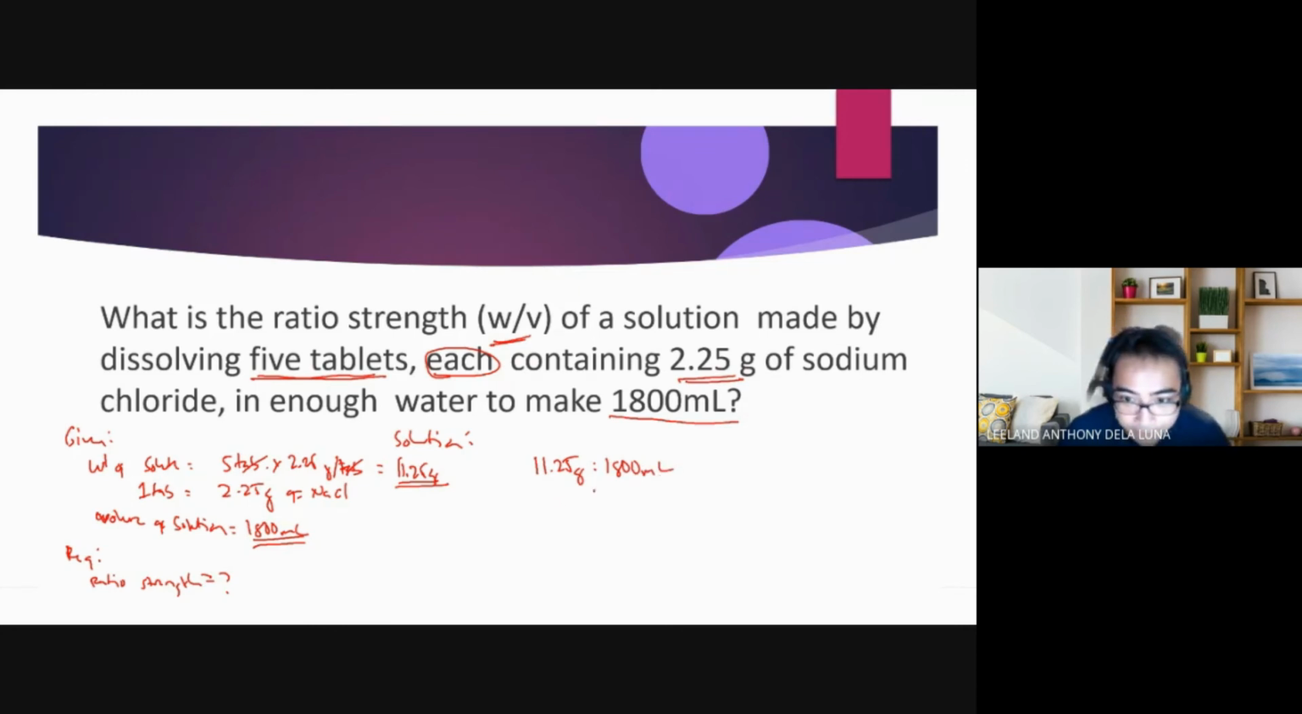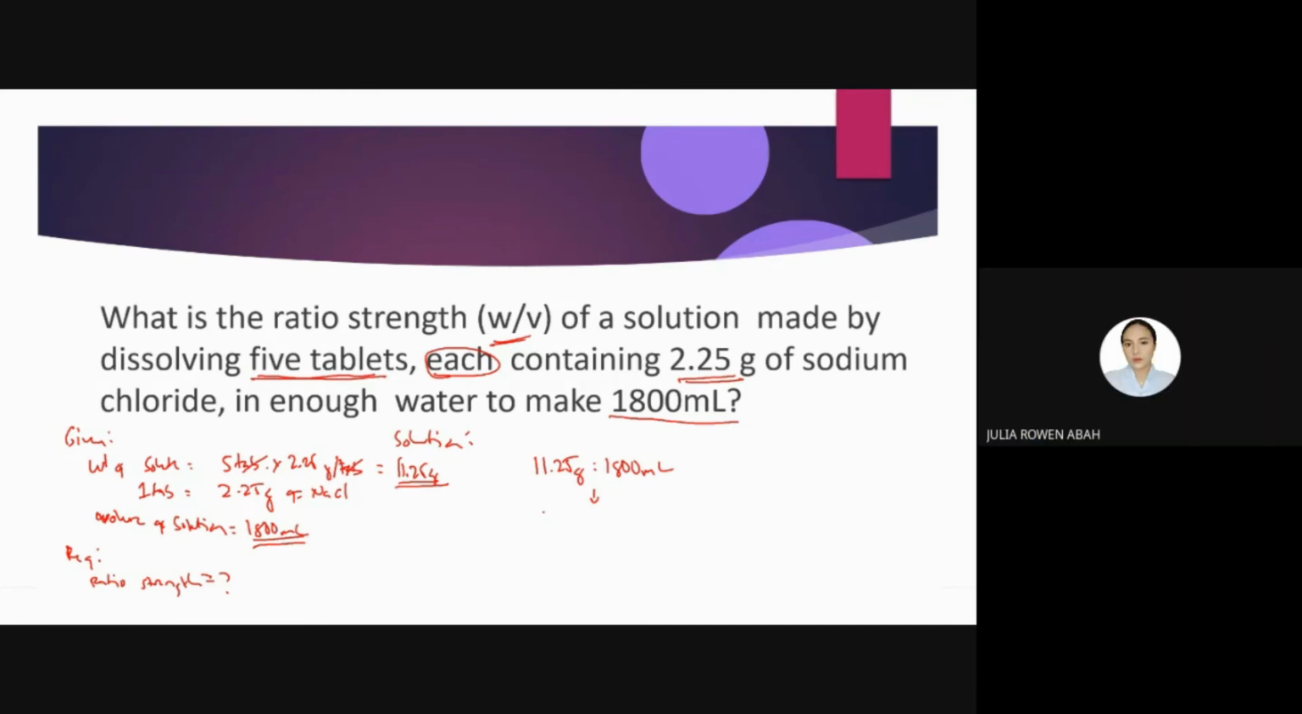Sabihin natin, yes, ay, nawala. Sir, yes, sir, Miss, ano? Yes, Miss Julia, paulit po, paano nakuha yung 11.25 grams.